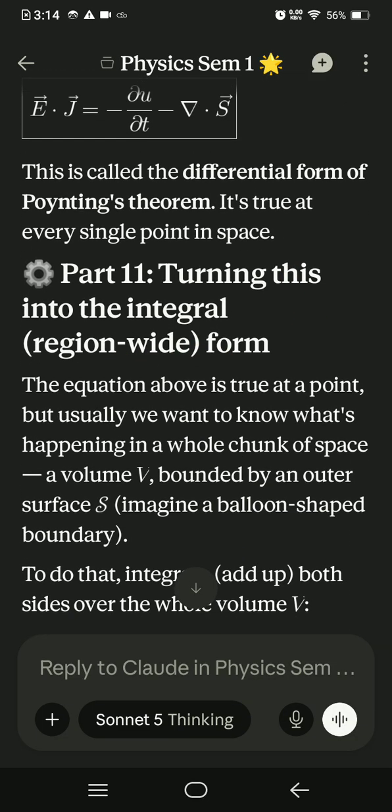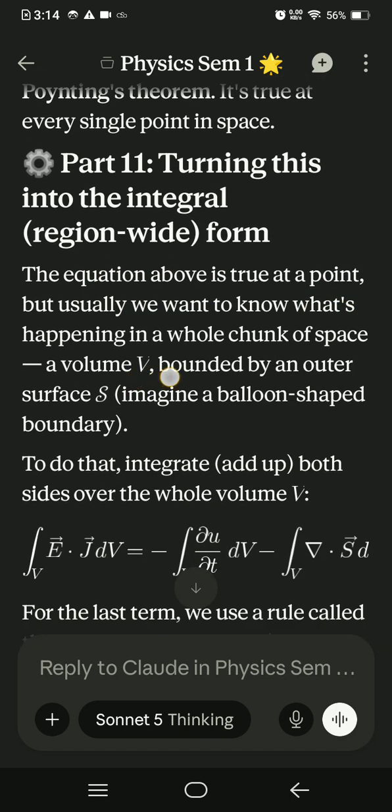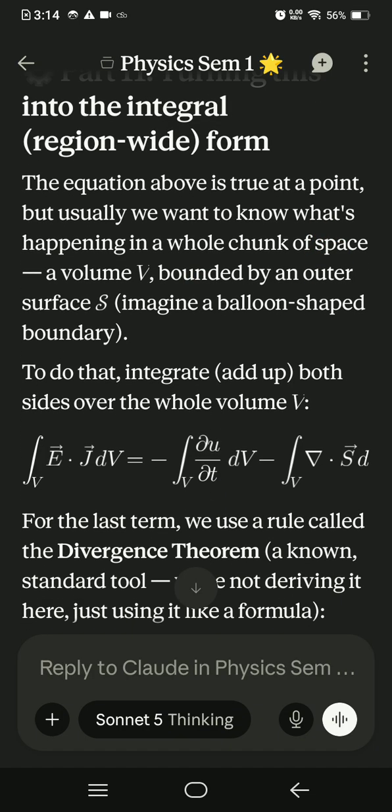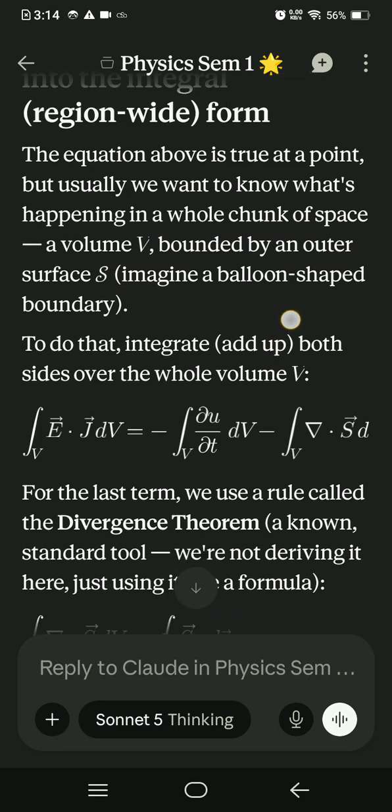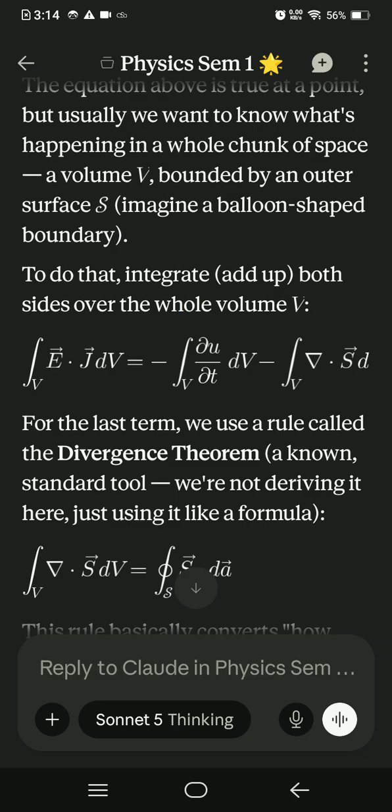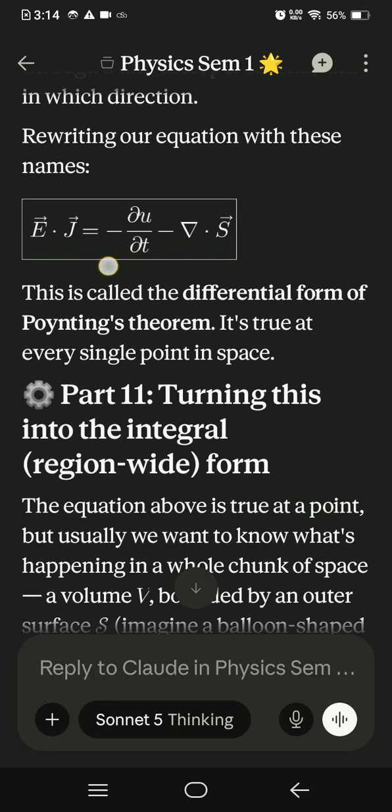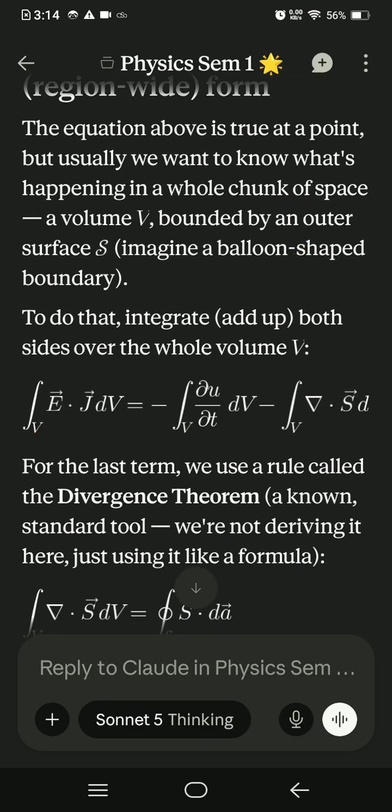Turning this into the integral or region-wide form: the equation above is true at a point, but usually we want to know what's happening in a whole chunk of space, a volume V bounded by an outer surface S. Imagine a balloon-shaped boundary. To do that, integrate, or add up, both sides over the whole volume V. So integrating both sides with respect to volume, this becomes the integral of E dot J dV.